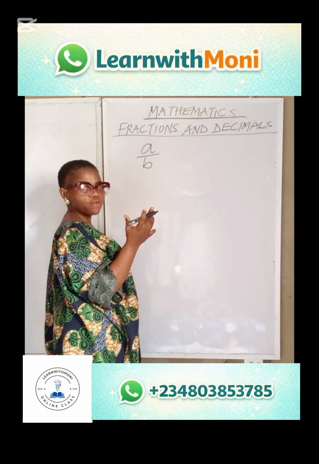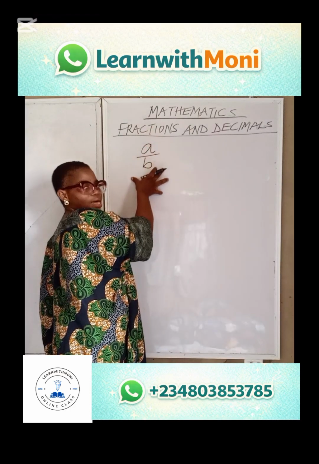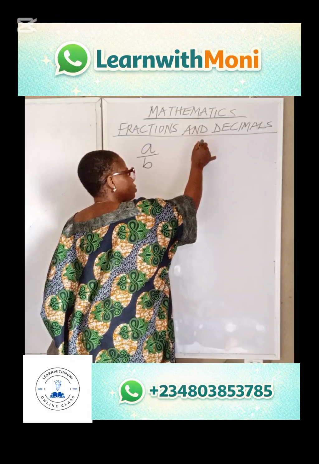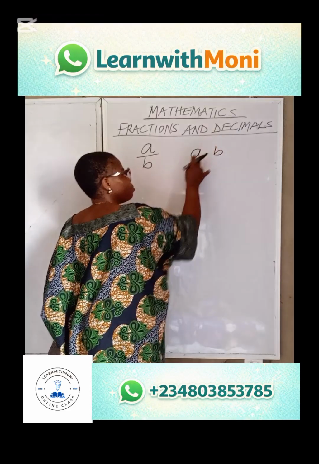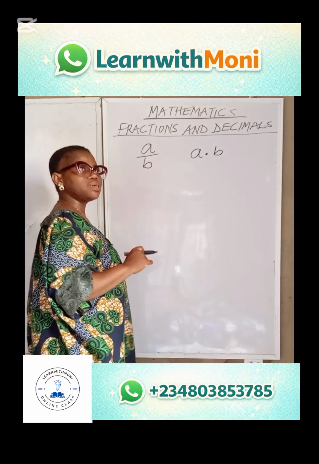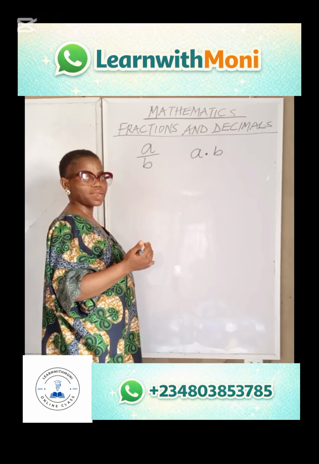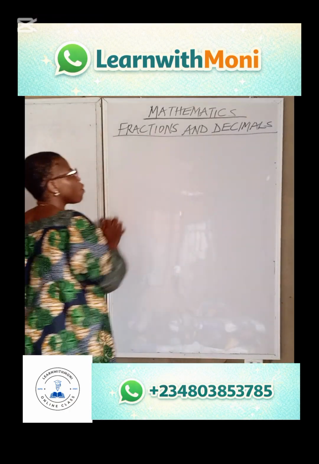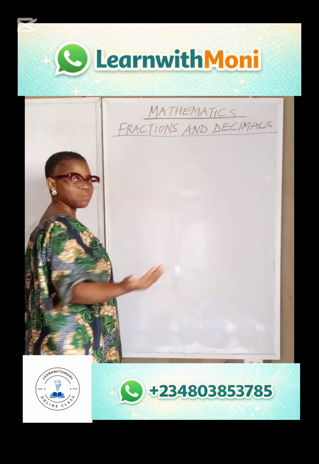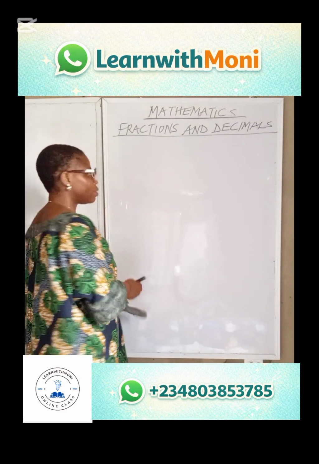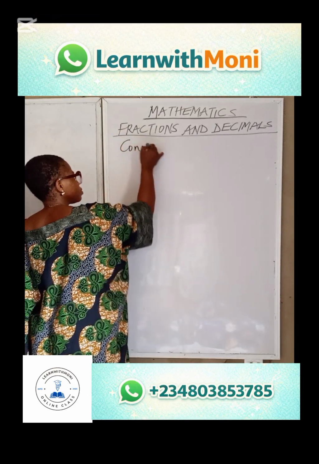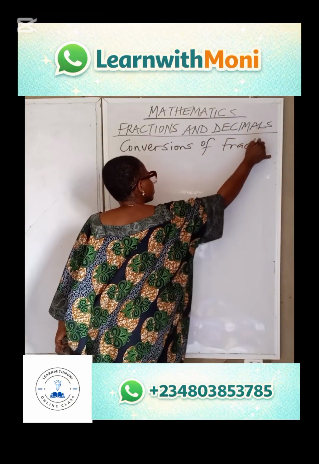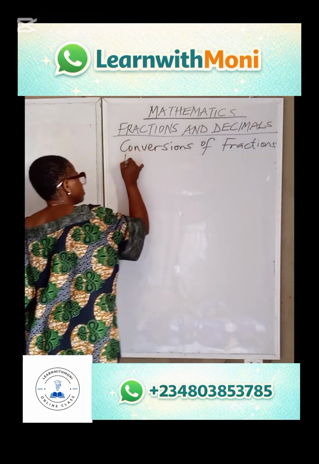So for the purpose of this lesson, I'll be calling this pattern of numerator over denominator fractions, and when I see something like a dot b, because of this decimal point, I'll be calling it a decimal for the purpose of this class. Please always understand when I say that. We want to see how to convert from fractions to decimals and vice versa. Conversion of fractions to decimals.